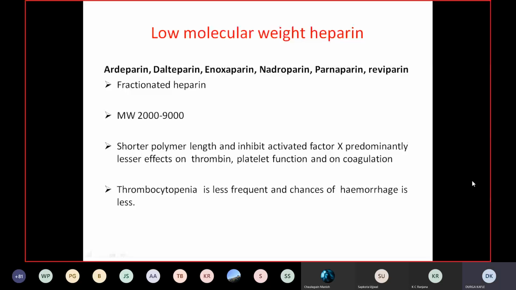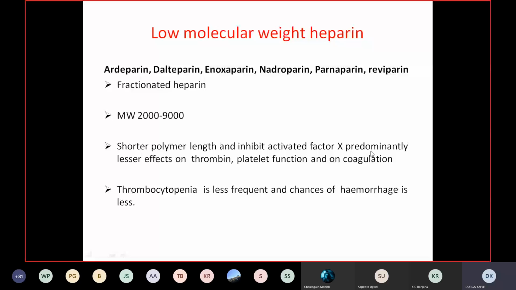Next, you have the low molecular weight heparin. This is the fractionated heparin. The previous one, unfractionated heparin, is a long chain polysaccharide molecule having a high molecular weight, but this low molecular weight heparin is a fractionated heparin having a low molecular weight, only 2000 to 9000. It has a shorter polymer length and inhibits activated factor 10 predominantly.